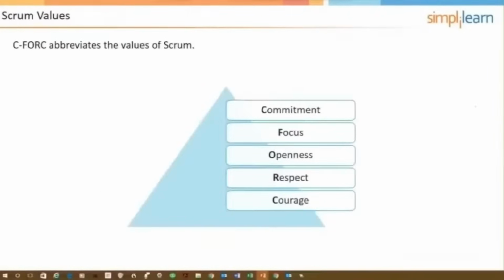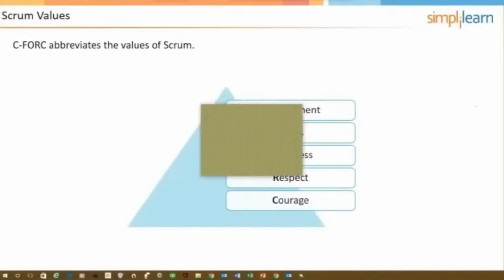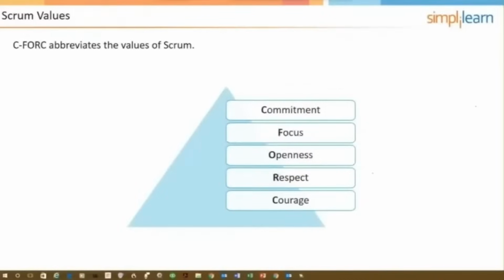Now let's talk about the values of Scrum. Now this is different than pillars. This is values. So there are 5 values, and this is something that I want you to memorize. So I'm going to switch my cameras here and go to the whiteboard, and we're going to add to our list.